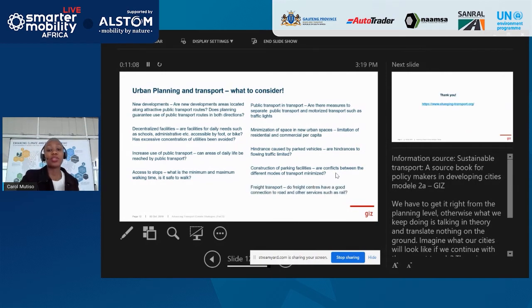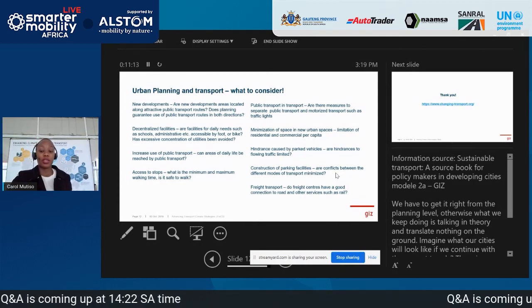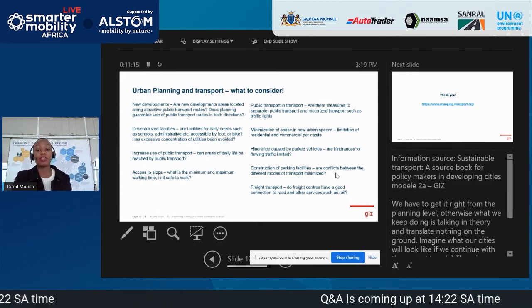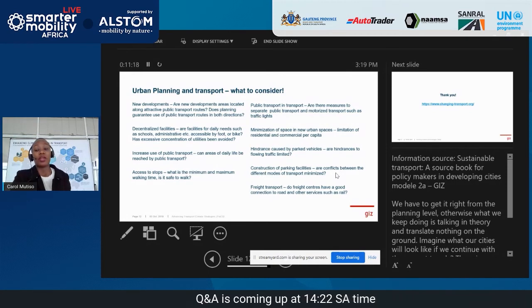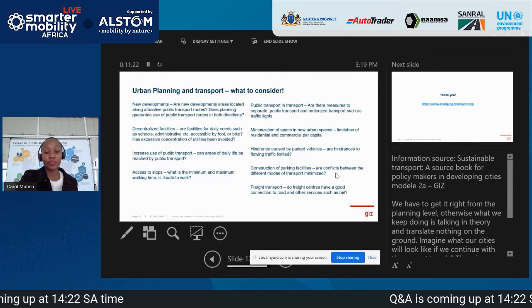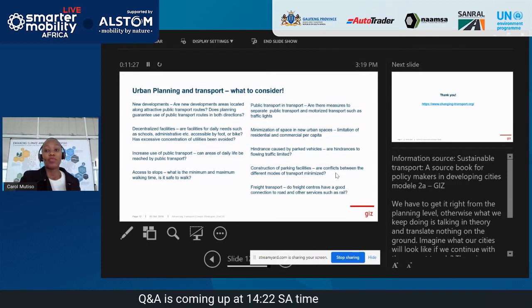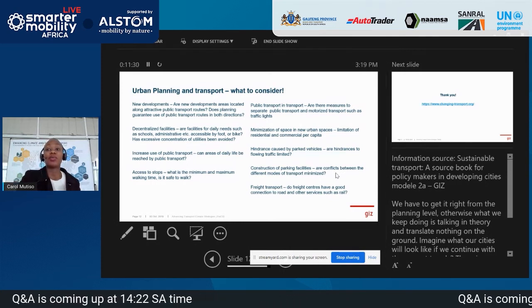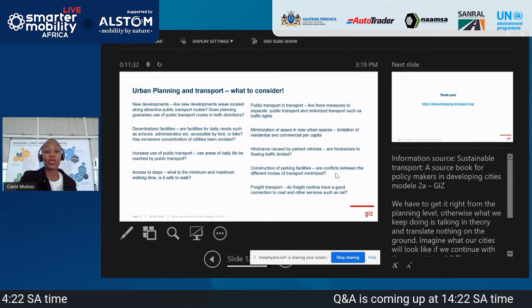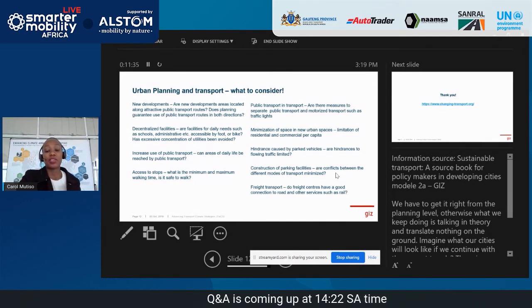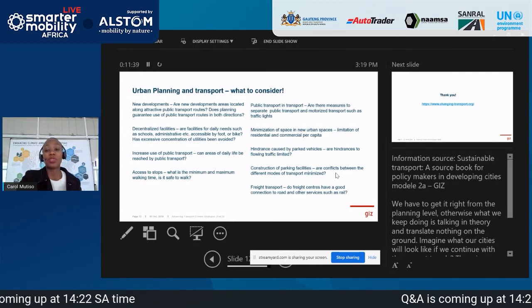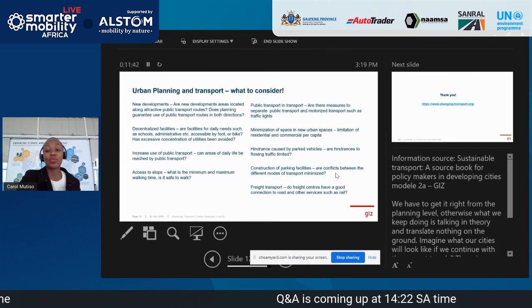Then another issue that is neglected, and especially in the outskirts of the cities, is the freight transport. And for the Kenya example, we have the transit corridors that are connecting to the neighboring cities. So we have to think about whether we have freight centers that have good connection to road or other services such as rail, because we know we can shift the freight from road to rail, and that will have even a better impact to the environment.